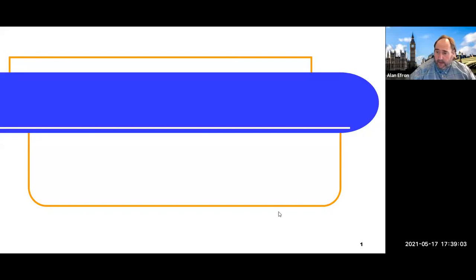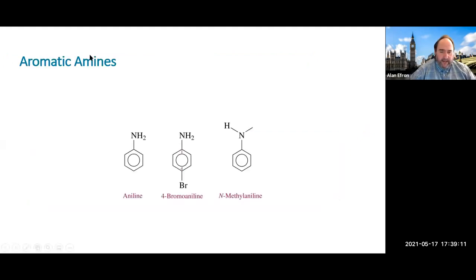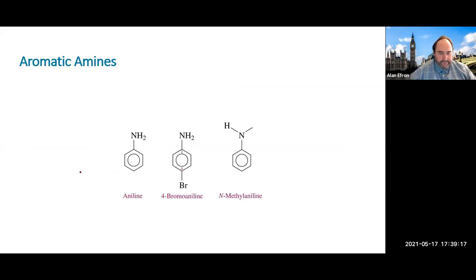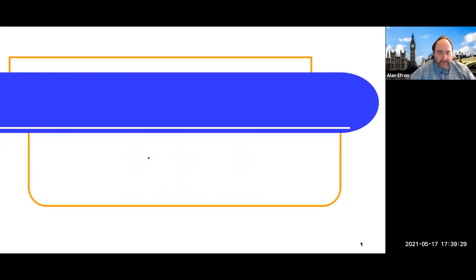So last time we were talking about the last little bit of organic. We got into nitrogen containing organic compounds, such as these. We talked about, first off, amines. And amines are basically those nitrogen containing groups.